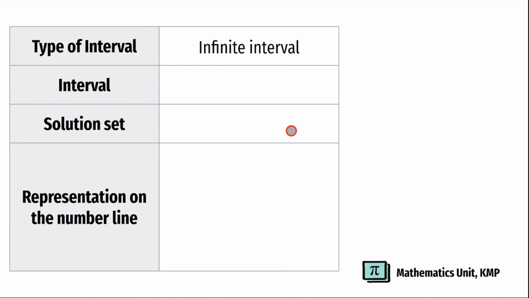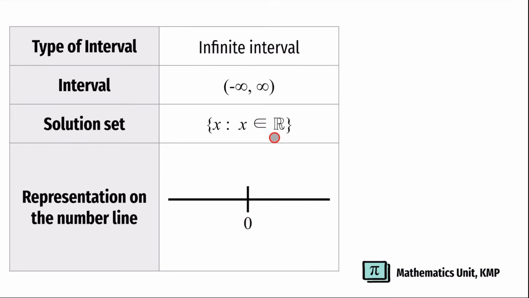The final example of infinite interval. Both start and end with negative infinity and positive infinity. Remember that we use round bracket for negative infinity and positive infinity. And for the solution set, x is such that x is a subset of real values. For the number line, we combine both left and right side arrow. This means all real numbers belong to the solution.